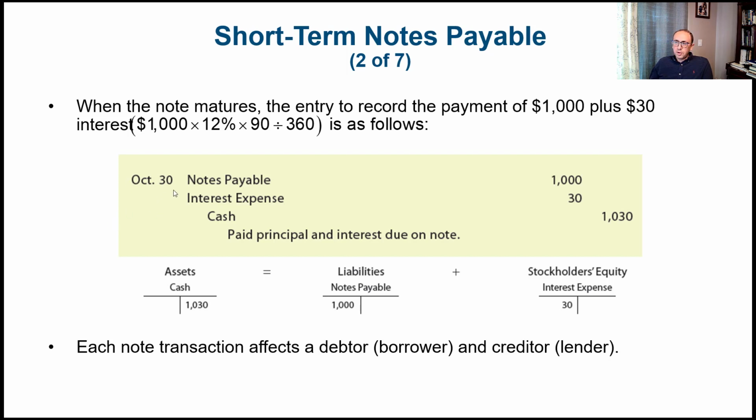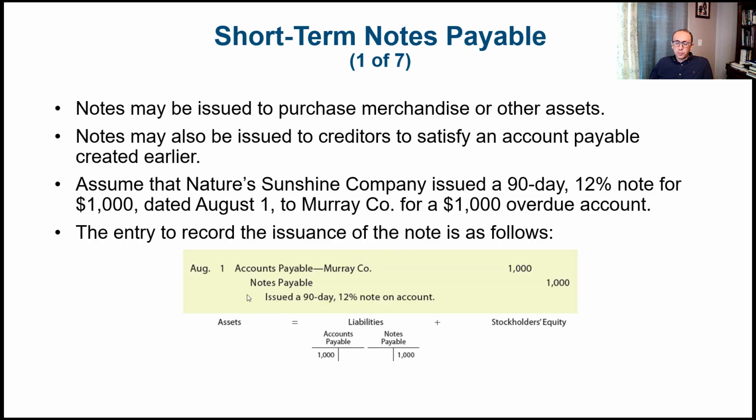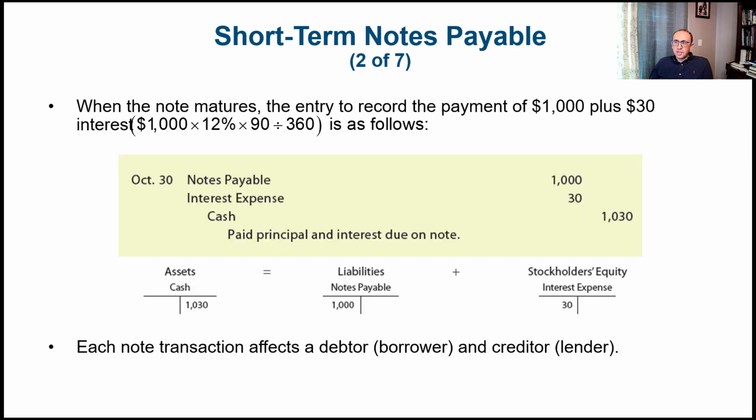So on October 30th here, we're going to debit the notes payable. And when we debit the notes payable for the $1,000, we're canceling it. Remember, in the previous journal entry, when we issued the note, we credited. Now we are paying it off, so it has to be debited. And then we're going to credit the cash, which is the amount of the note that we have to satisfy. Now we paid the interest on top of the value of the note, so it's $1,030.